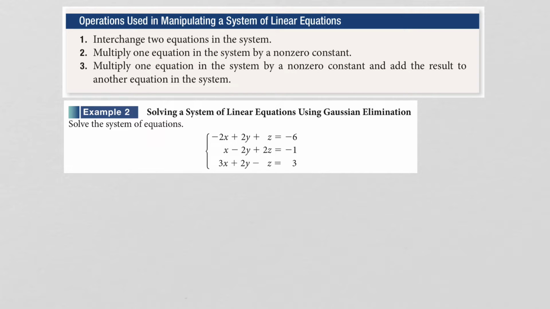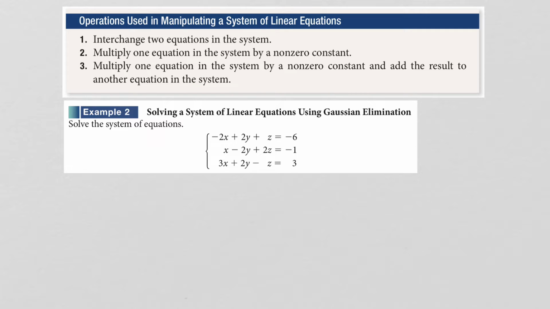Another thing you can do is multiply one equation in the system by a non-zero constant. So I can take any one of these equations and multiply both sides by any non-zero number. And the third thing, and probably the most important thing, is you can multiply one equation in the system by a non-zero constant and then add the result to another equation in the system.